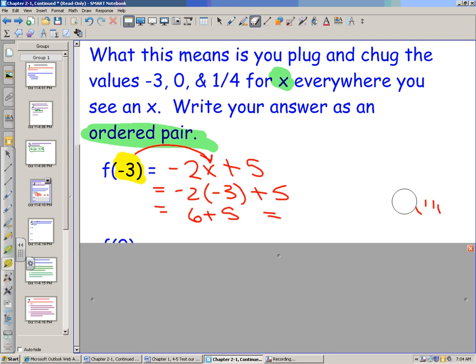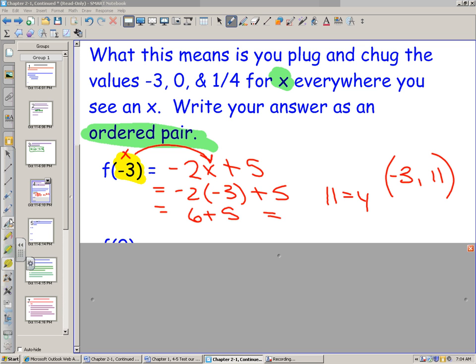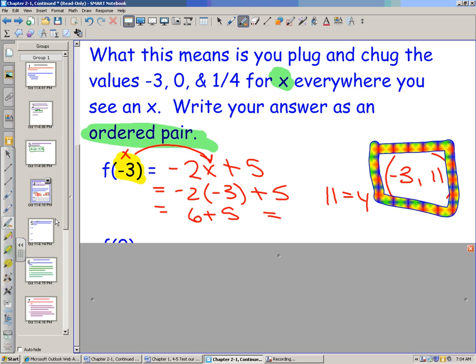That's your x value. So that's going to be the ordered pair, 11. I lied. That's your y value. Sorry about that. So that's going to be the ordered pair what? Remember this was x, and if that's y, then I have the ordered pair, negative 3, 11. This is what I'm looking for, folks.